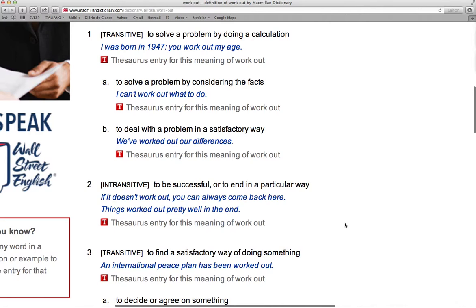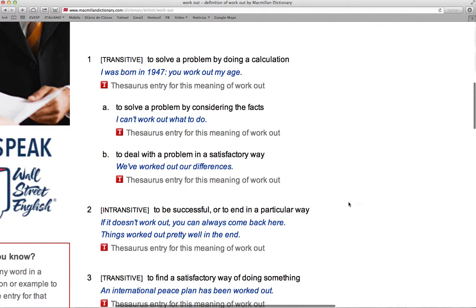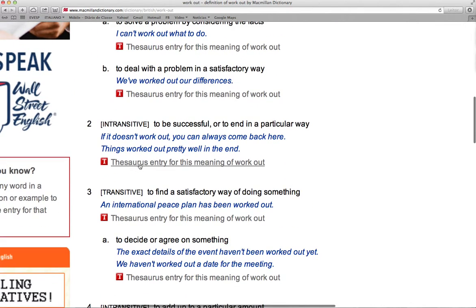So the definitions are normally ordered by the frequency of how much that meaning occurs in language. On number 2, you've got the explanation that says it's an intransitive verb this time, and it means to be successful or to end in a particular way. The example given is, if it doesn't work out, you can always come back here. And there is even another example. Things worked out pretty well in the end.